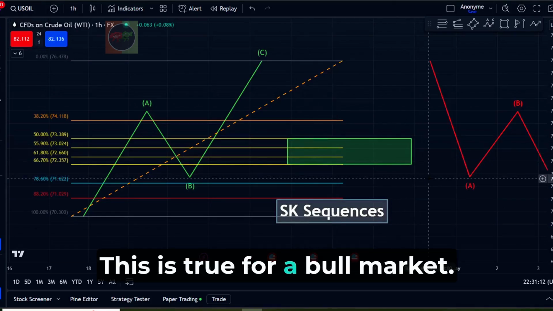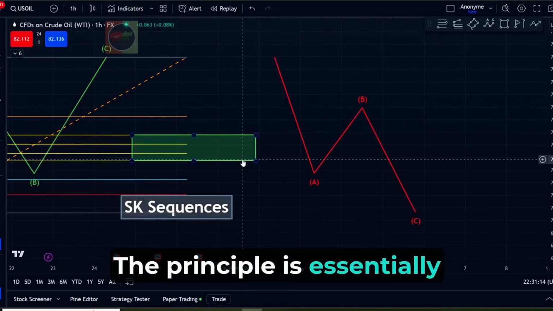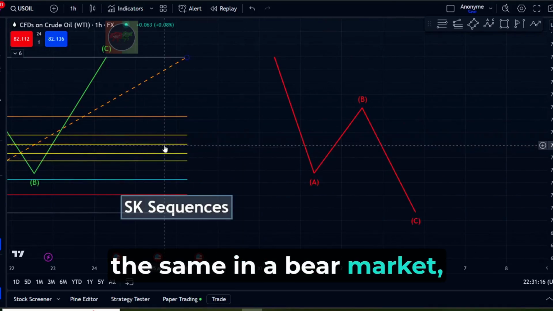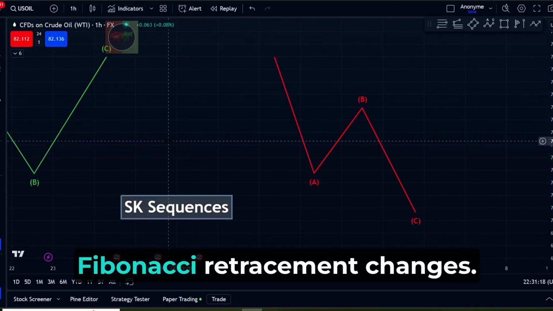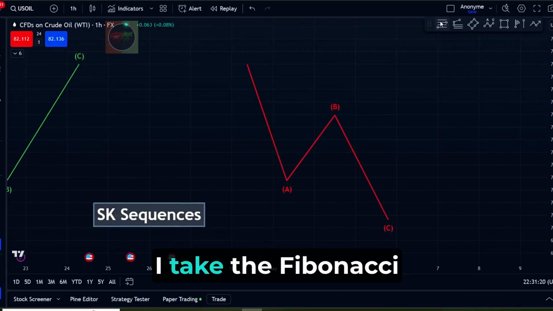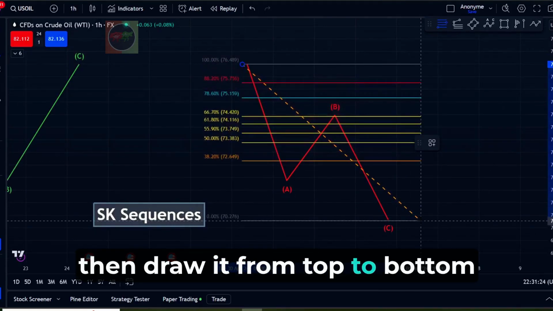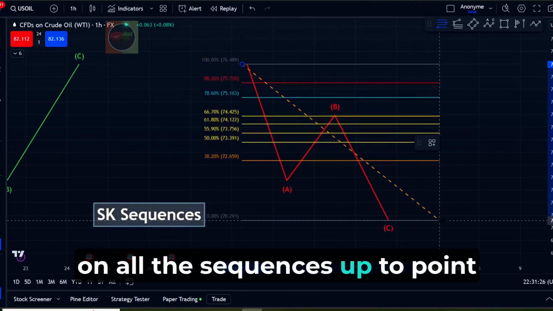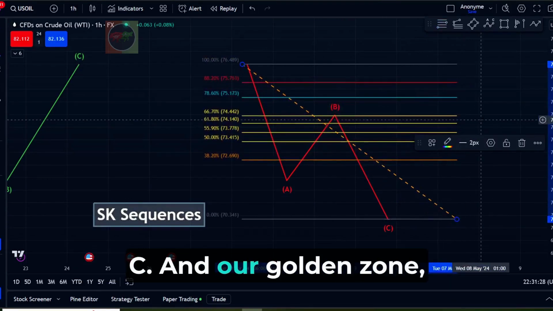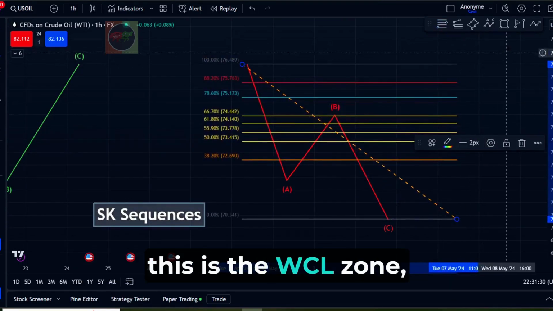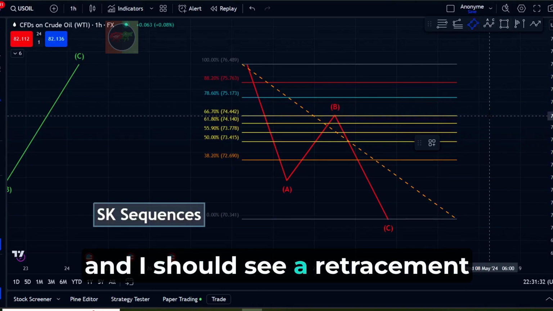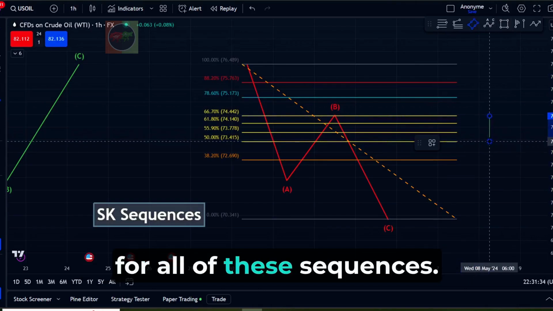This is true for a bull market. The principle is essentially the same in a bear market. Only the method of drawing the Fibonacci retracement changes. I take the Fibonacci retracement, then draw it from top to bottom on all the sequences up to point C. And our golden zone, this is the WCL zone, and I should see a retracement for all of these sequences.